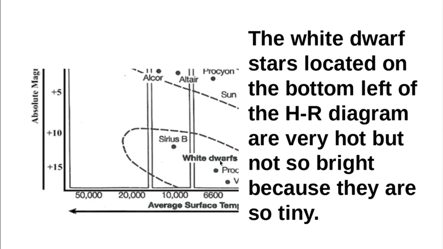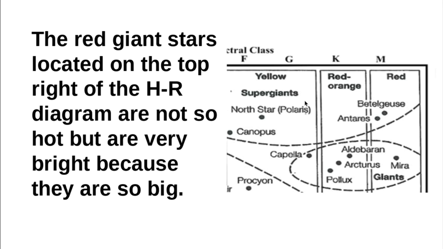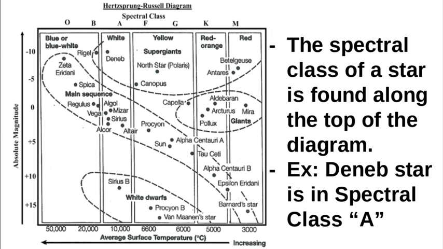Okay, so here, like I said, the white dwarfs are here. They're not very bright, but they are very hot. And the red giants, like I said, they are very bright, but they're not very hot because they're so big. Okay. The spectral class is found along the top here. Example, Deneb. If we find Deneb, here it is. The spectral class is A, and it is a white star. We're also looking, you can see the colors of each star. Like our sun is yellow.